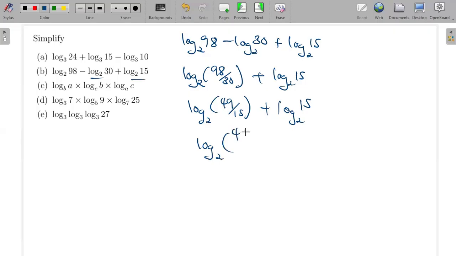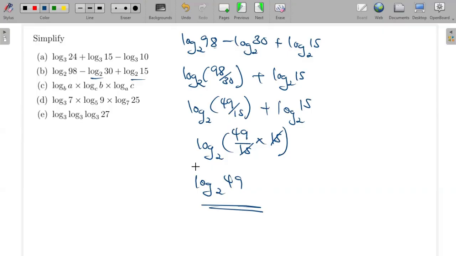So that will be 49 over 15 multiplied by 15. So this and that there, they divide. And then I just have log base 2 of 49, which is the one that is going to remain. Okay, and that is my answer.